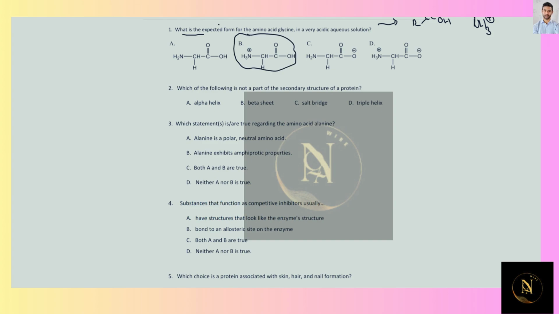Next up, we want to know which of the following is not part of the secondary structure of a protein. And remember that secondary structure is going to correspond to local spatial conformation.